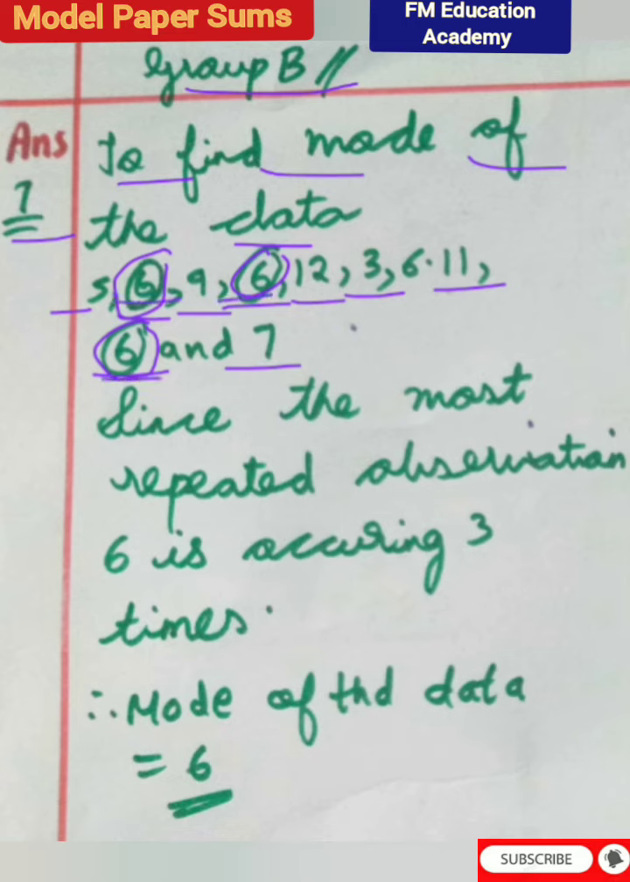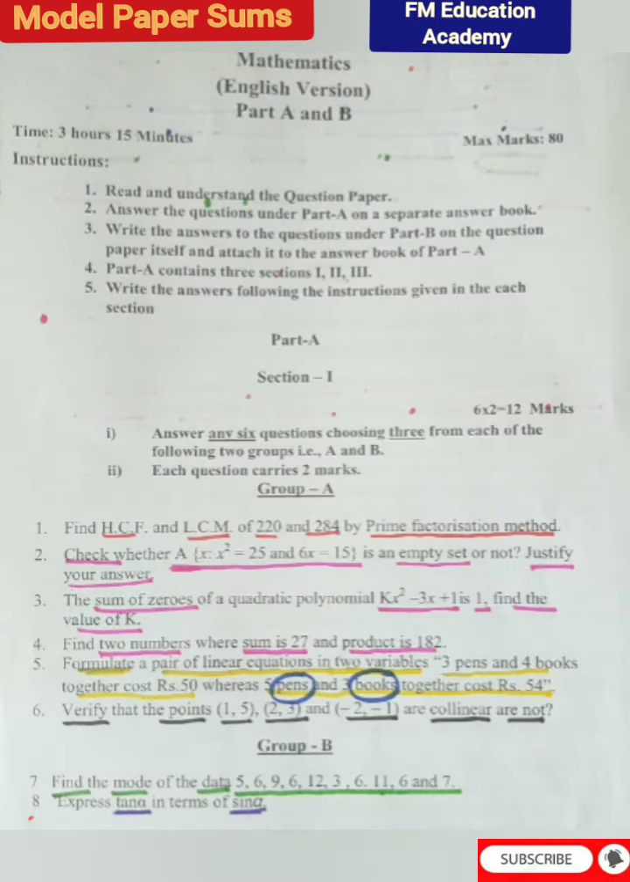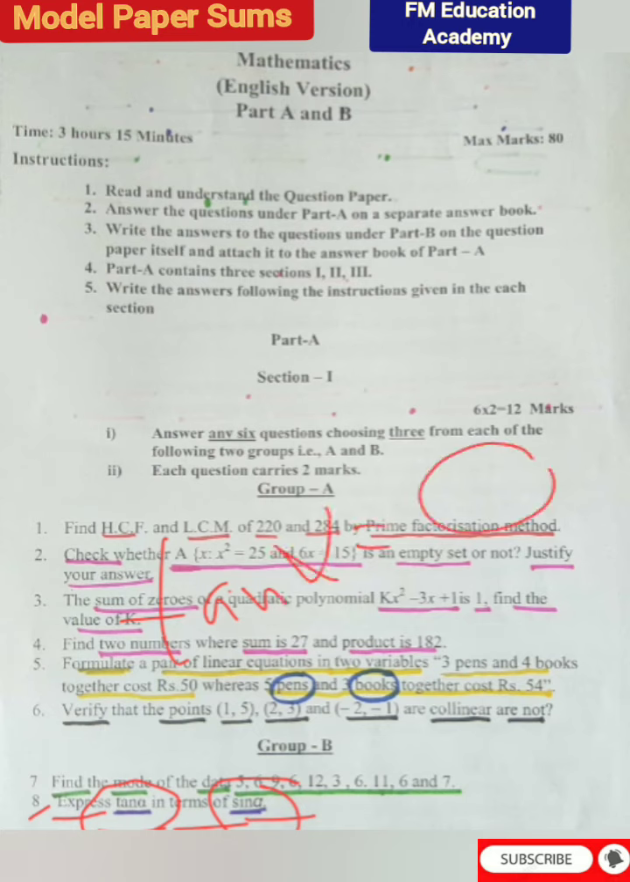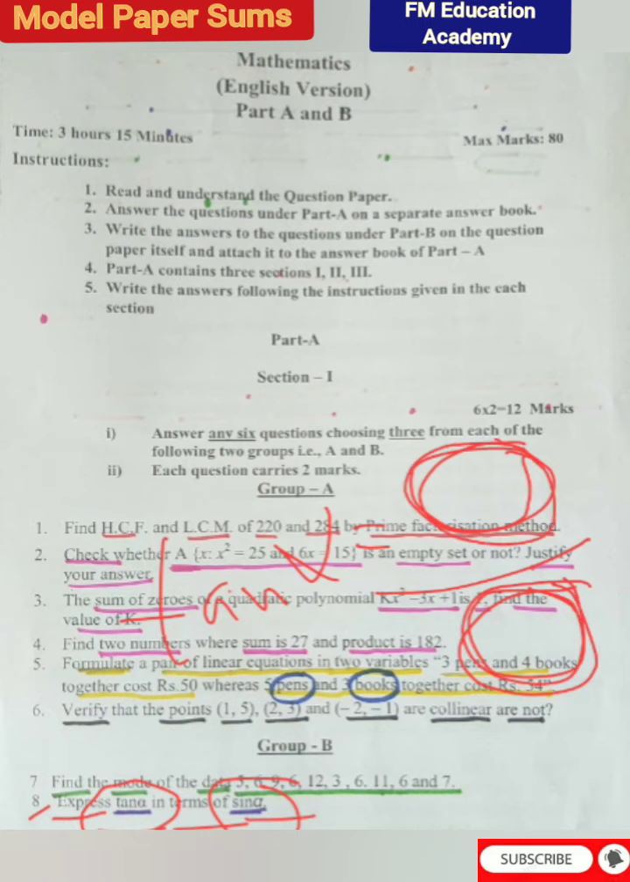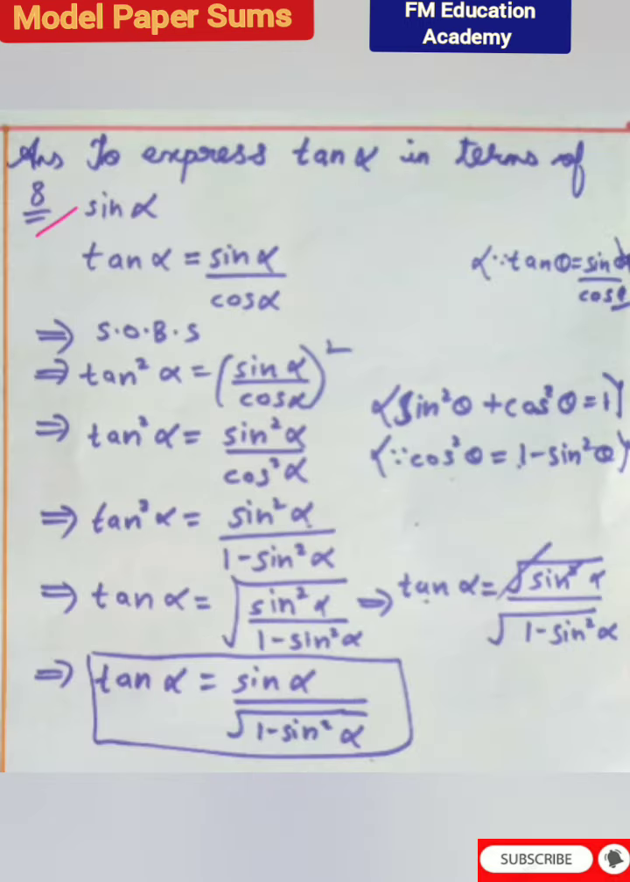So we can say that the mode of the data is 6. Eighth question: express tan alpha in terms of sine alpha. That is, we have to write tan alpha as something sine by something sine, where the numerator and denominator both should be in terms of the trigonometric ratio sine alpha. So, answer 8, to express tan alpha in terms of sine alpha.